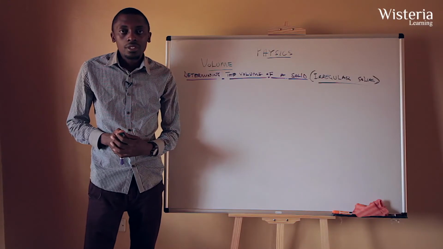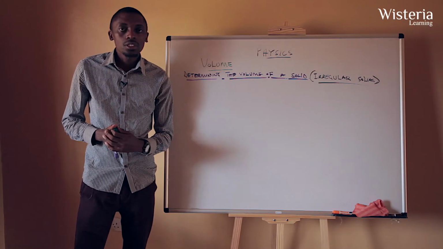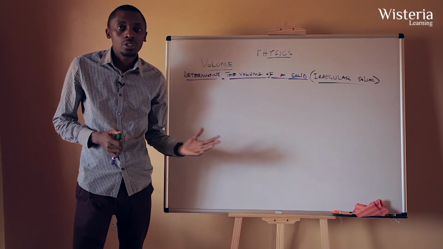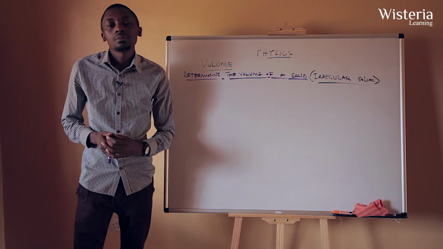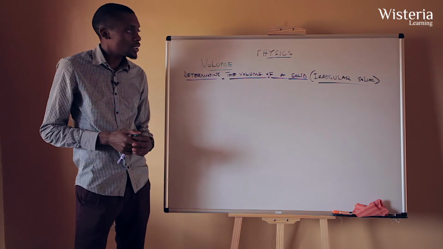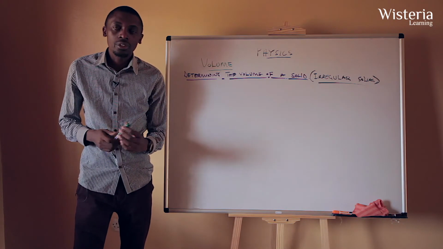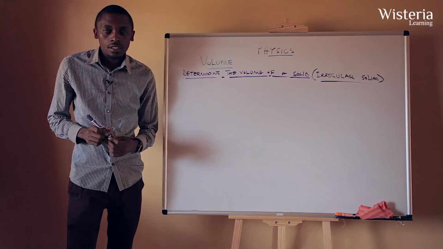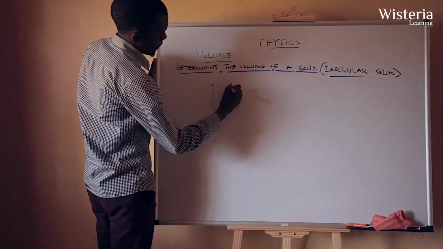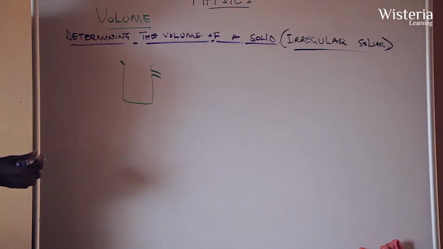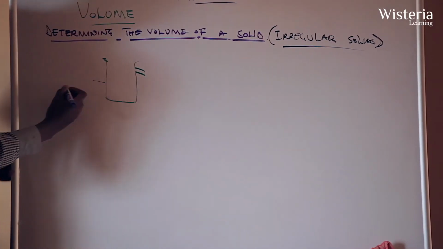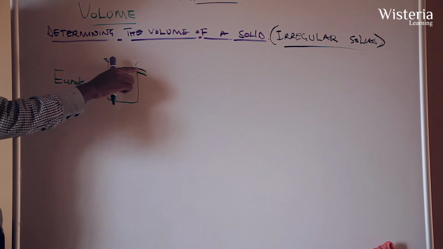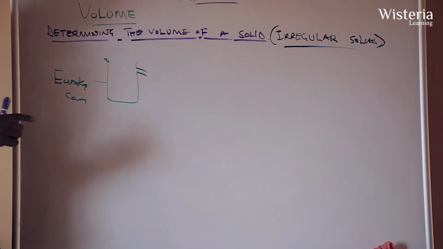Alright, so now determining the volume of an irregular solid using a Eureka can. After looking at determining the volume using a measuring cylinder, now we want to look at how we can determine volume using a Eureka can. A Eureka can is simply a container with a spout. So this is a Eureka can. It's just a container with a small spout, an outlet on it, like that.